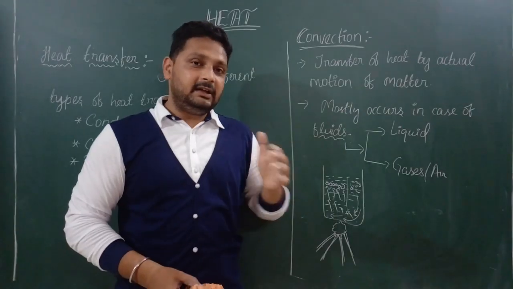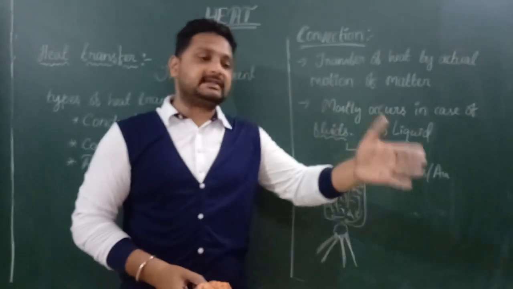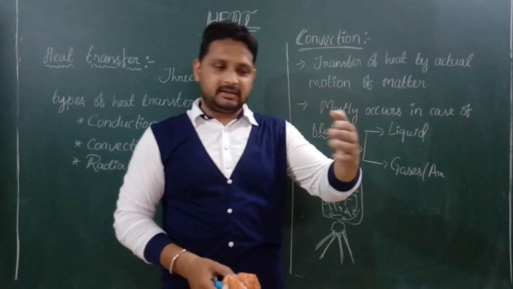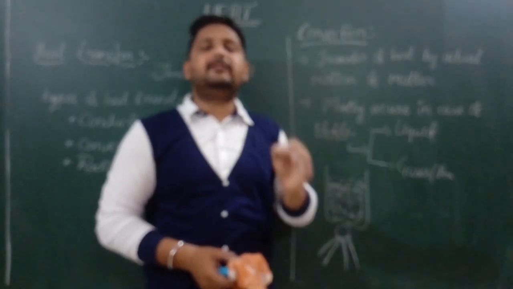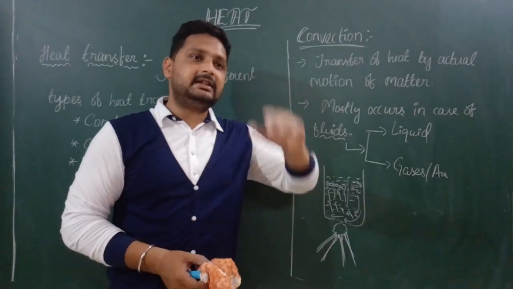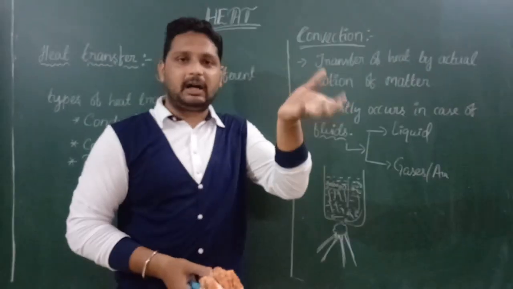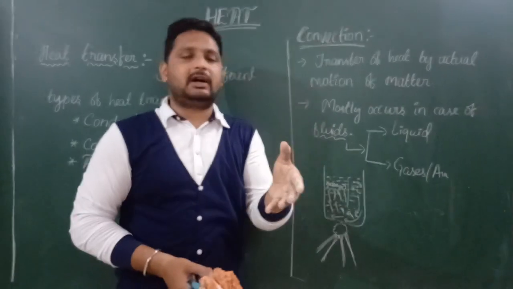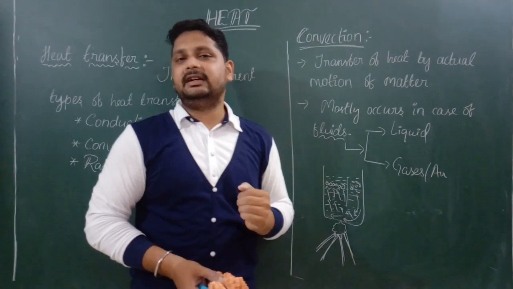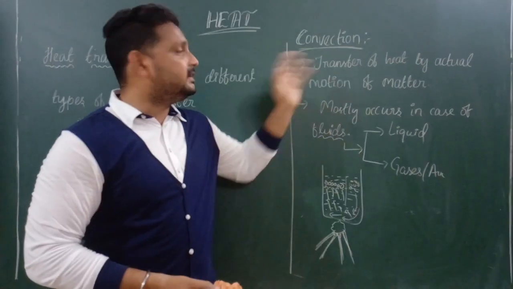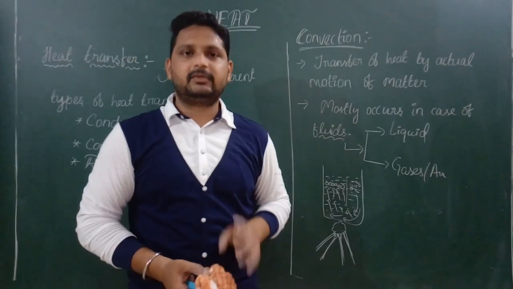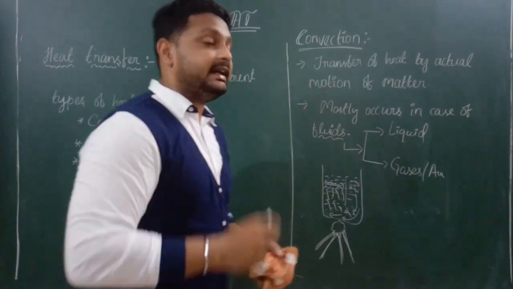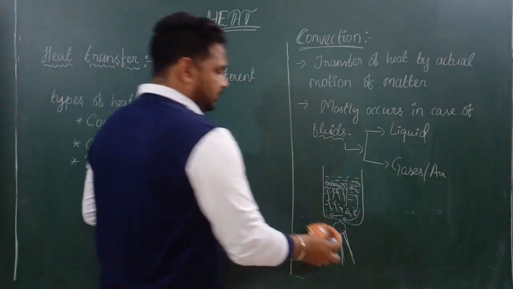But if you keep your hand at the side of the flame, not on top of it, you can't feel that much heat, because hot air is flowing upward and cold air is coming downwards. So at the side, you can't feel the heat. This explains convection, the transfer of heat by convection. Understood? Good. Let's study radiation, the third form.